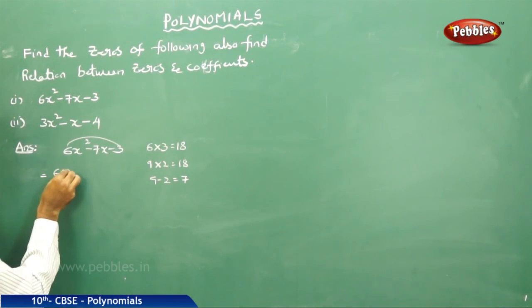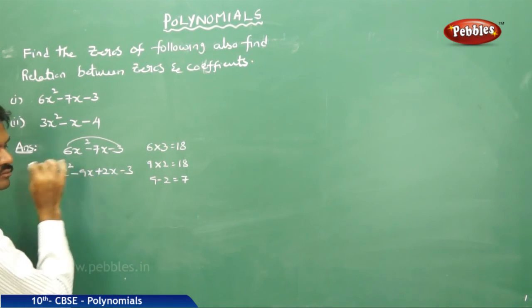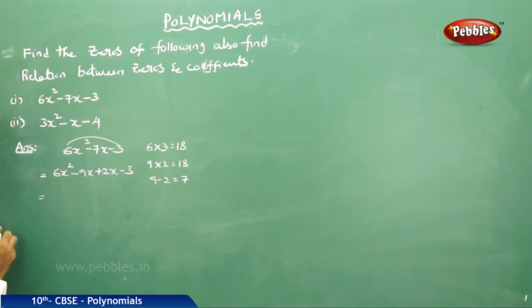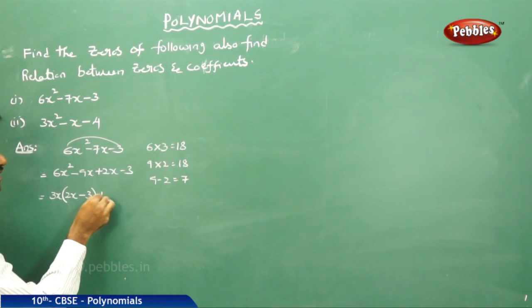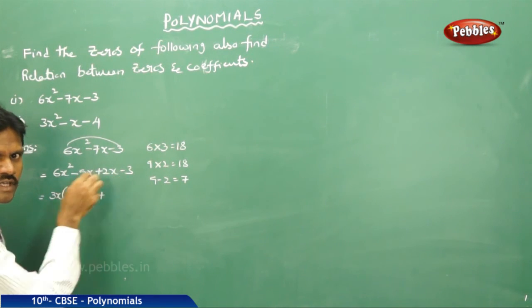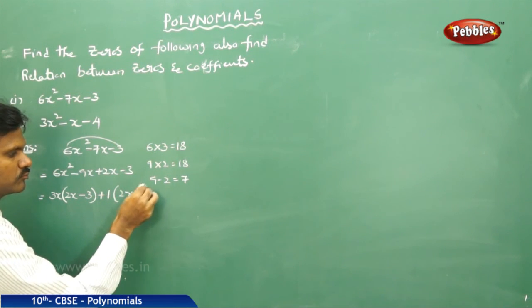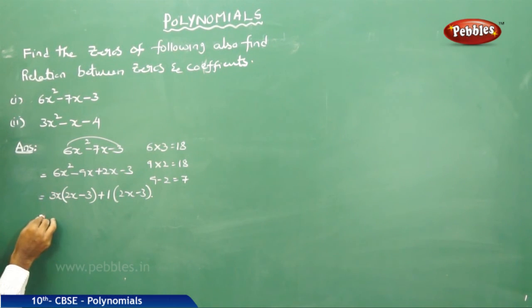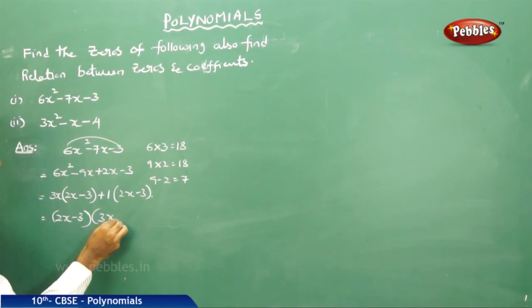That is equal to 6x square minus 9x plus 2x minus 3. From 6 and 9, I take 3x as common. Then the left one is 2x minus 3, since 3 times 3 gives 9. Plus, from the other two terms, I am unable to take any number common, so I treat the common as 1, that is 2x minus 3. Therefore the common factor is 2x minus 3 and the other factor is 3x plus 1.